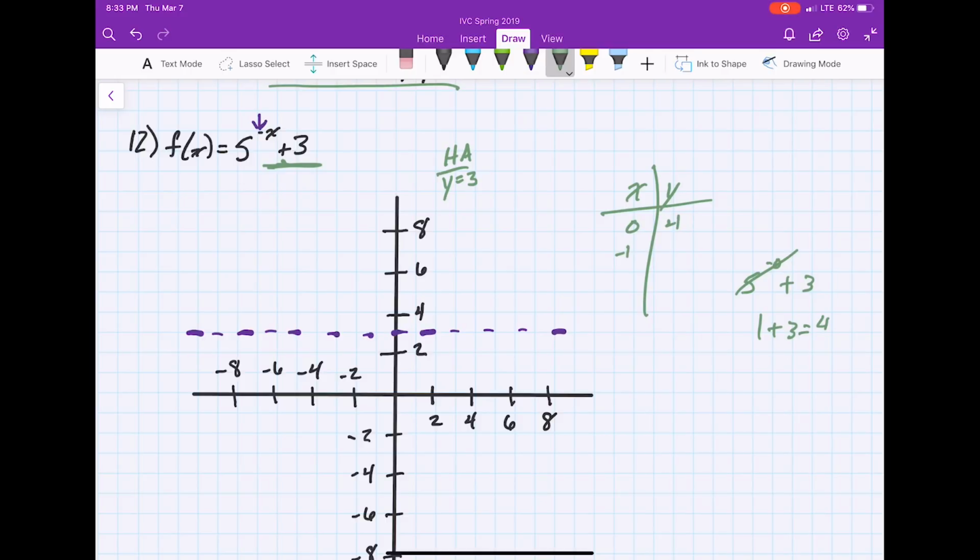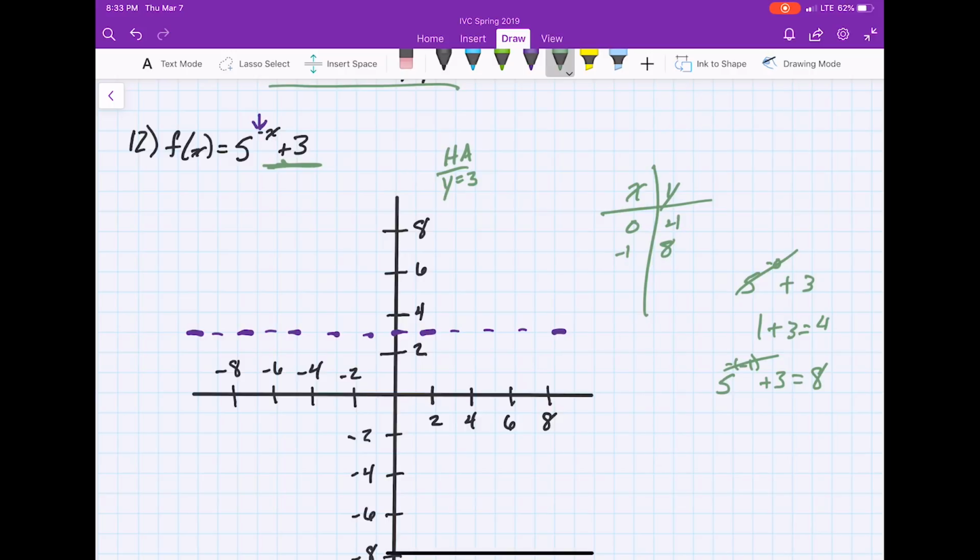Let's do one more. We'll do negative 1. So 5 to the negative of negative 1. I could have picked a better number than this, but this makes it a little difficult. So it's really 5 to the first. It's not 5 to the negative first. But anyway, plus 3. So 5 to the first is 5, plus 3 is 8. So negative 1 is going to give us an output of 8.